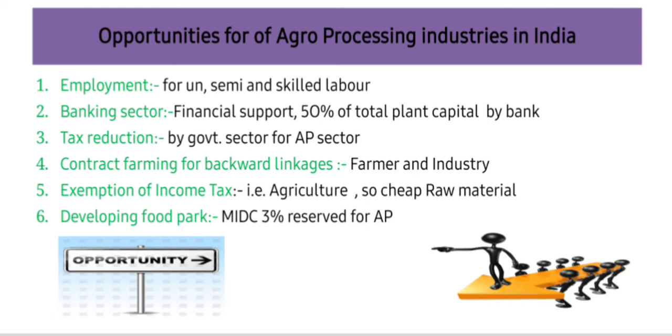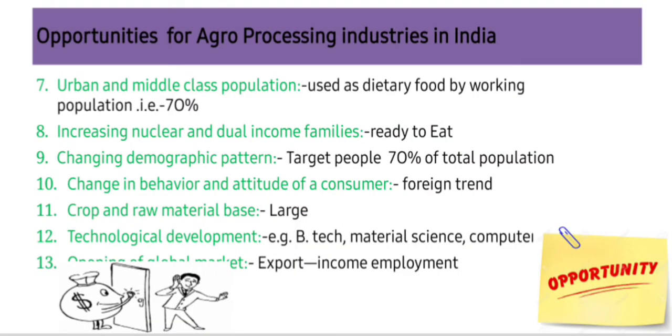Next, developing of food parks. A large number of food parks are being installed or being developed. So these are some of the opportunities. And other things, the seventh point is urban and middle class population can increase their income by these processing industries. Next, increasing the nuclear and dual income families' income by producing ready to cook or ready to eat items.